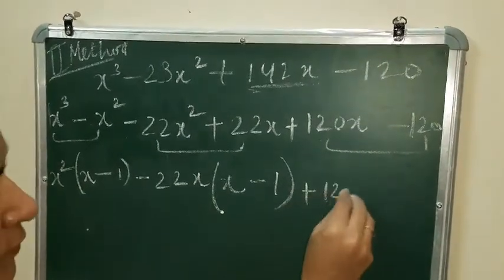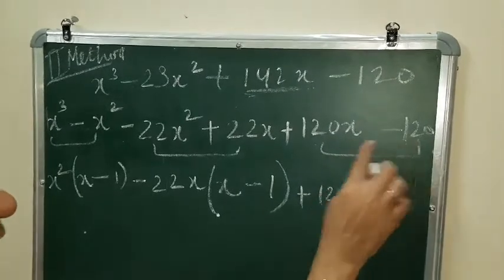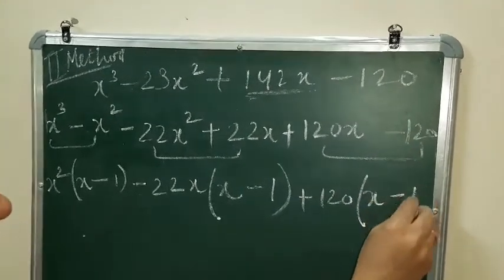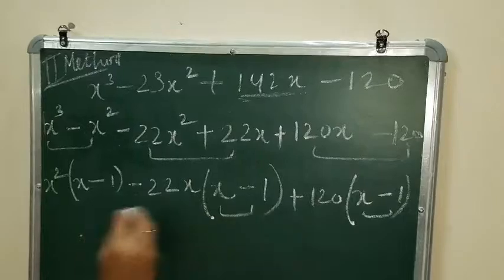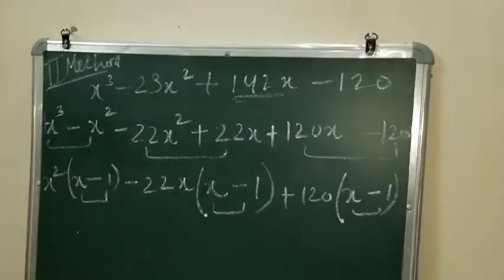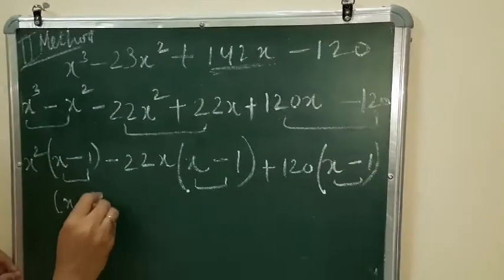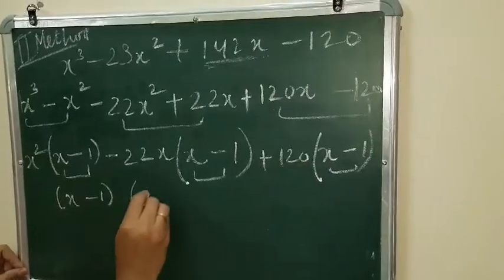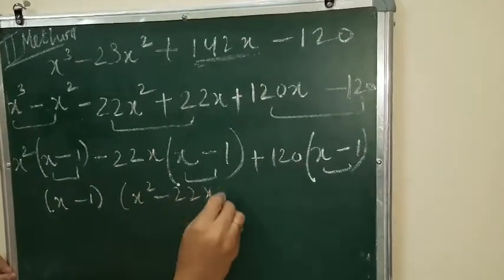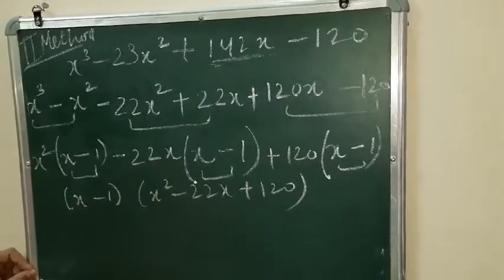What is common from these two? 120. And then what is left? x minus 1. You can see that all the terms inside the bracket are same. So we'll keep it once. x minus 1. And this is left: x square minus 22x plus 120.